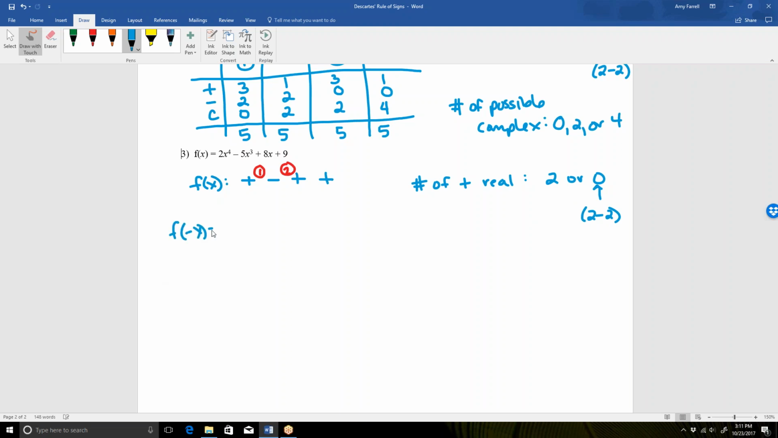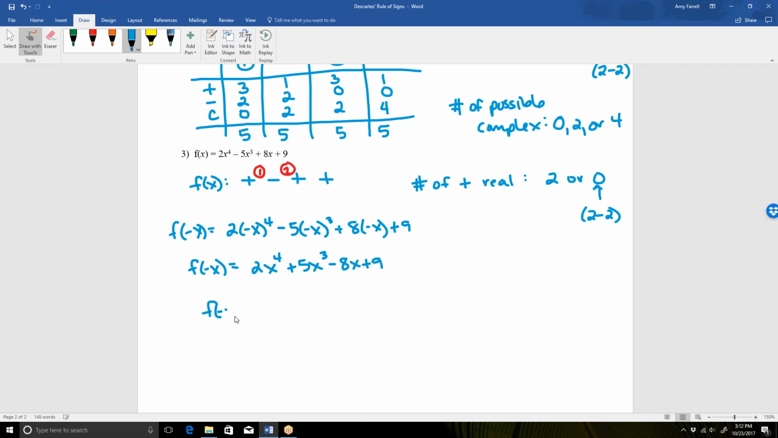Okay, now I'm going to find f of negative x. I'm going to plug negative x in for each x. And by order of operations, I do need to evaluate the exponents first. So that first term is going to be a positive 2x to the 4th, because when I raise a negative x to the 4th power, it's a positive, plus 5x cubed. That one is a plus because when you cube negative x, it's a negative. A negative times a negative is positive, minus 8x plus 9.